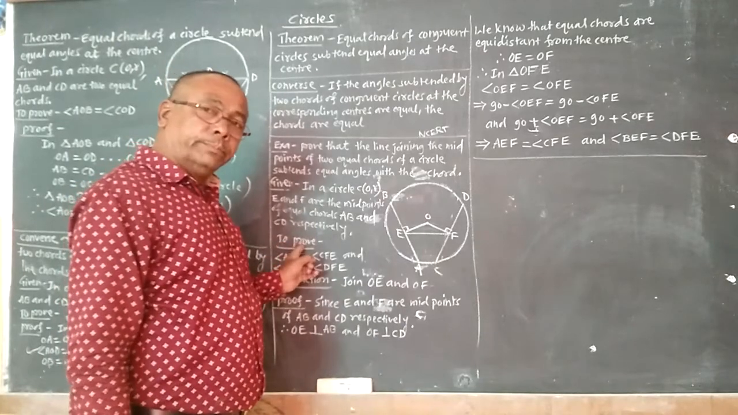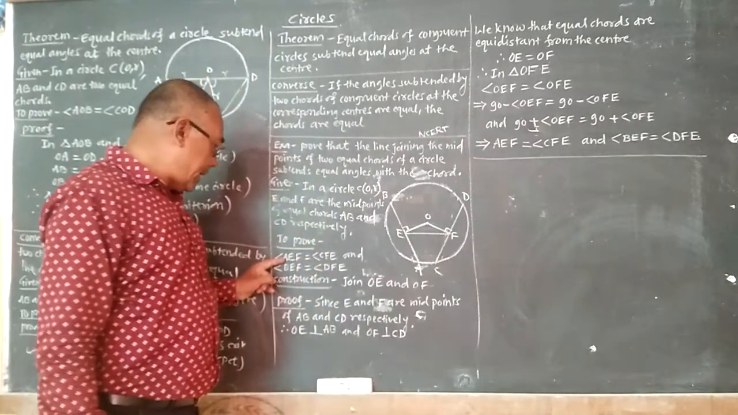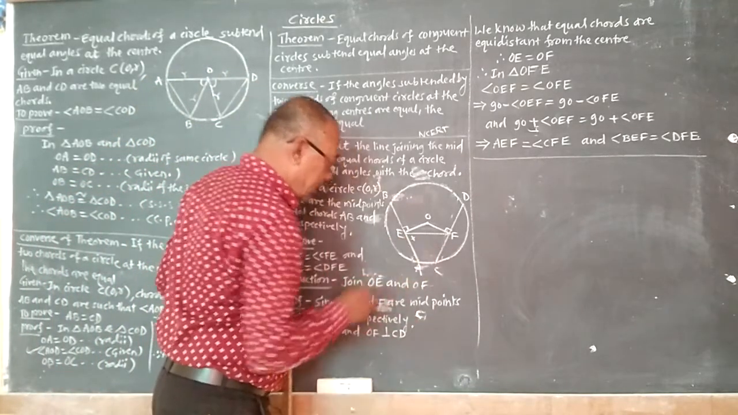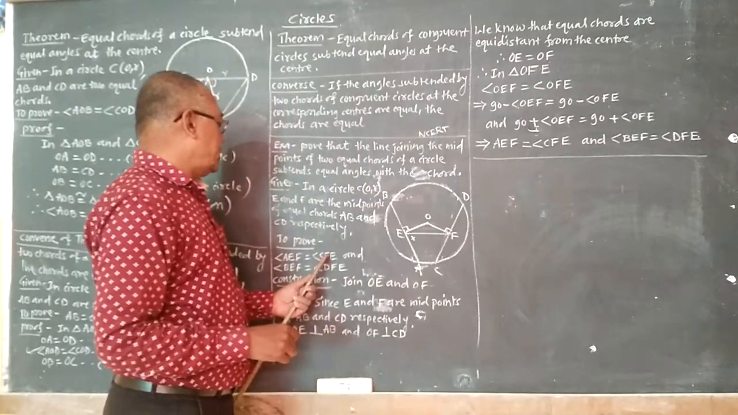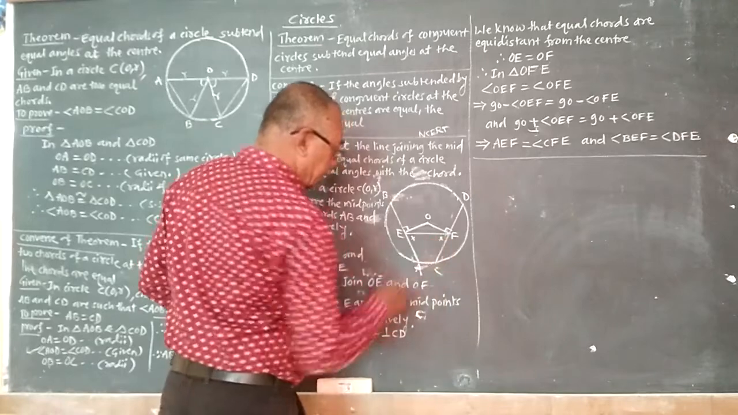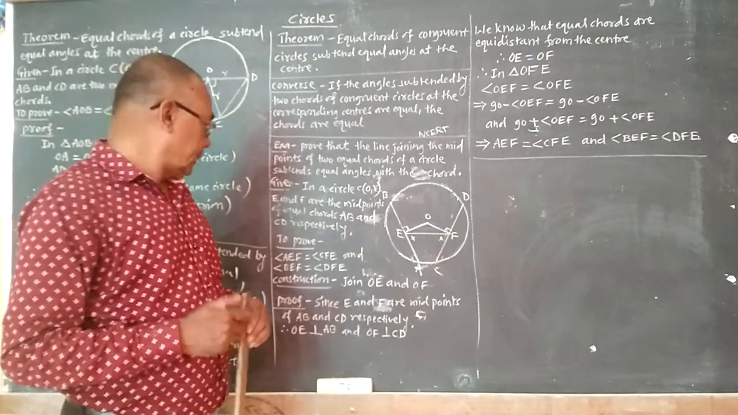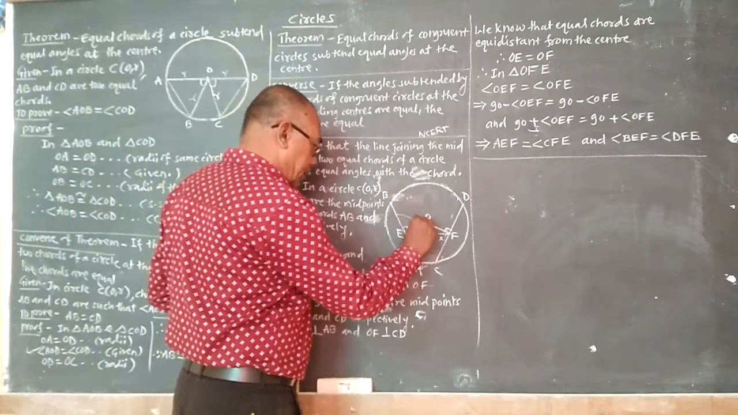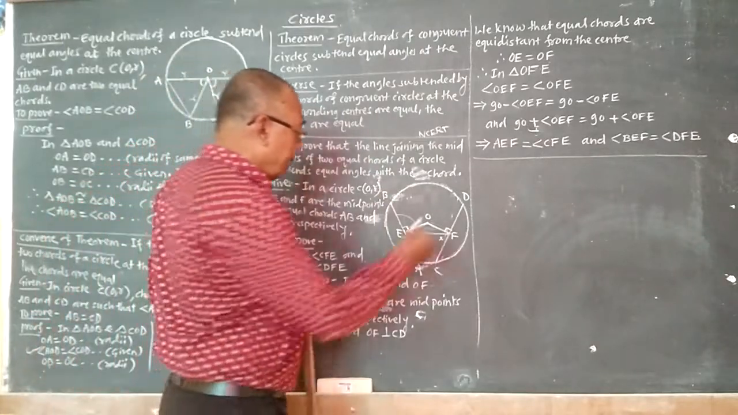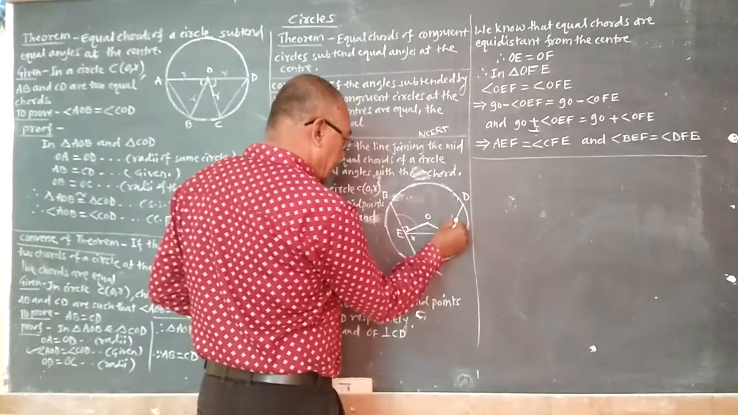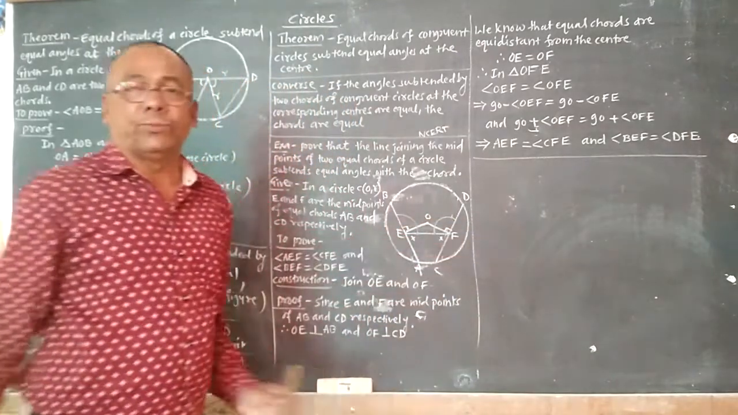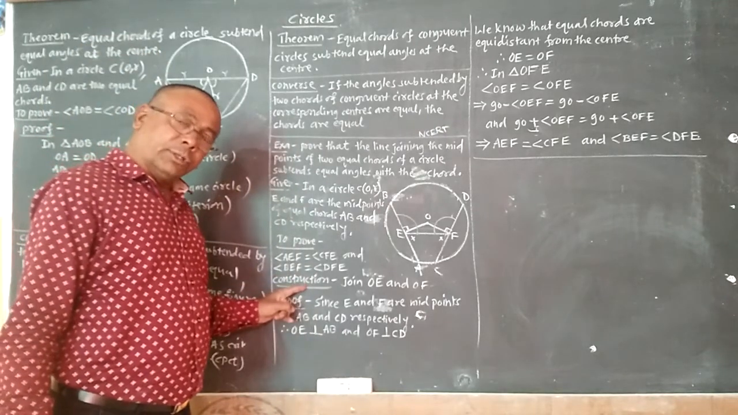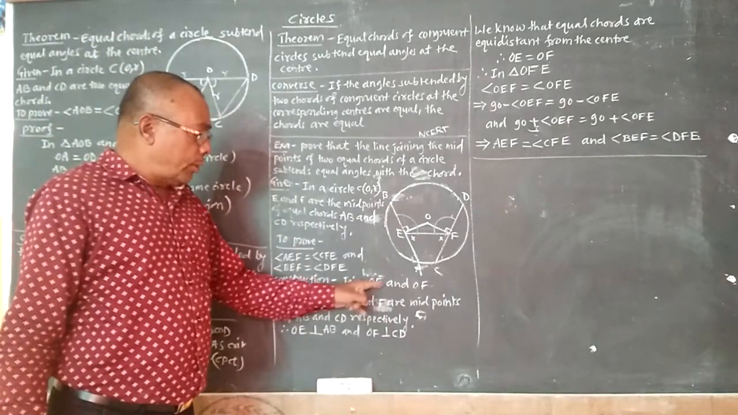Now to prove: angle AEF, this angle, and angle CFE, these two angles are equal. Similarly, angle BEF, this angle, and angle BFE, this angle, these two angles are equal. We have to prove this. So there is a construction: join OE and OF.